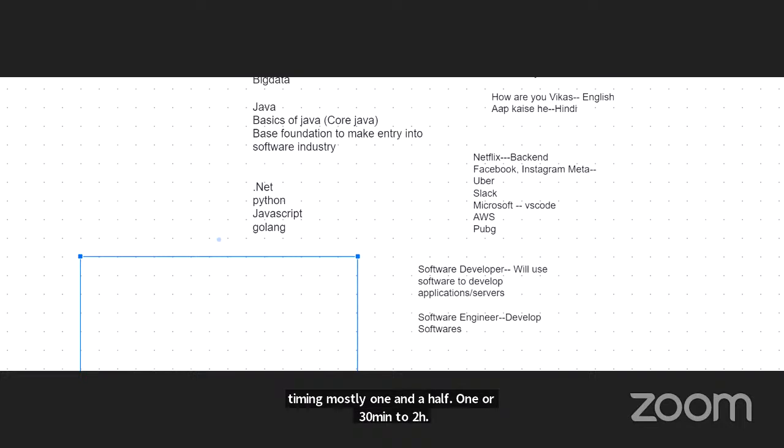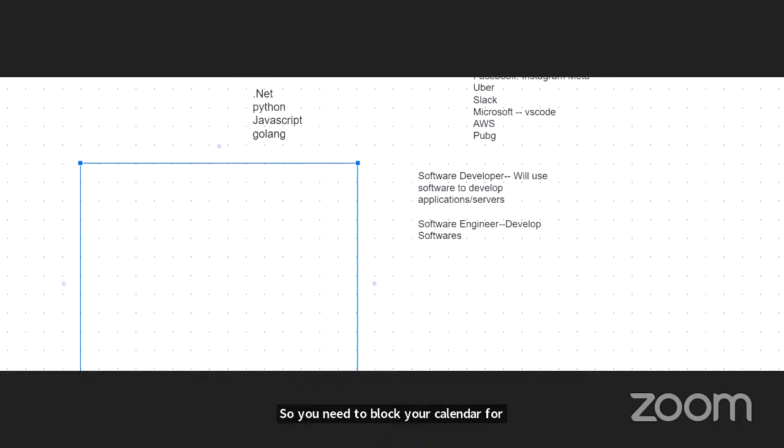Okay. Sometimes when we are discussing a program, that program will take 1 hour. Sometimes it will take 1.5 hours. So you need to block your calendar 1.5 hours to 2 hours. And whenever you have doubts in the class sessions, you can raise your hand, and we will discuss your doubts.